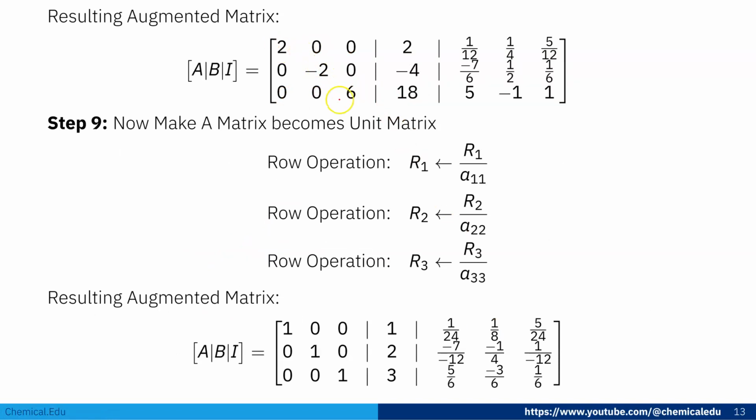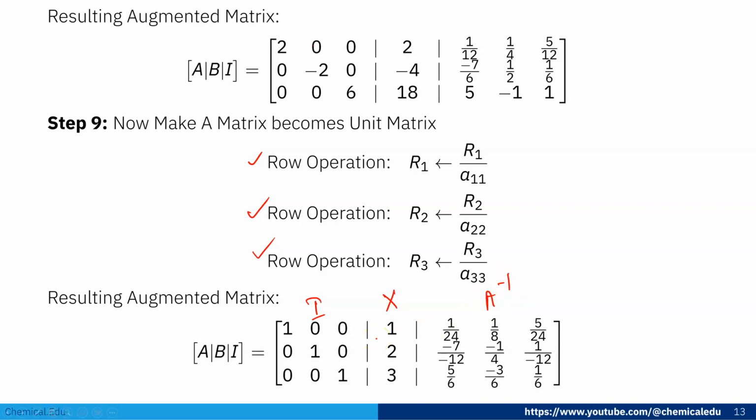Now here 2, minus 2, 6: all these diagonal elements are there. So now we have to make this matrix an identity matrix. If we divide the first row by 2, this will become 1. For the second row, if we divide by minus 2, that will become 1, and the third row, if I divide by 6, this element will be 1. After doing the first, second and third row operations, we will get the identity matrix. This becomes the identity matrix, this will be X, and this will be A inverse.